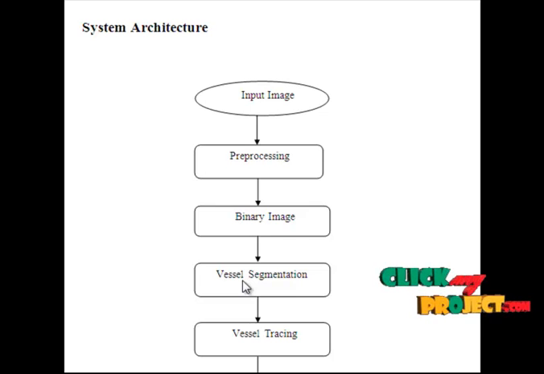Morphological operation is a collection of non-linear operations related to the shape or morphology of features in an image. Morphological operations rely only on the relative ordering of pixel values and therefore are especially suited to the pre-processing of binary images. Here we correctly segment the retinal vessel from the original image. The segmented vessel is passed to the vessel tracing.